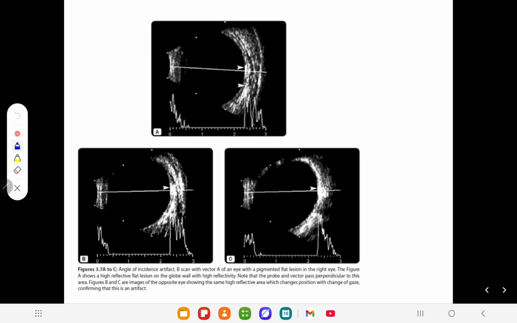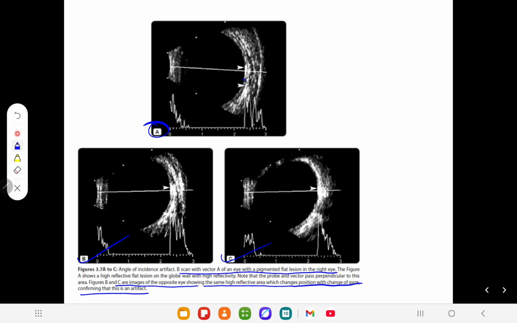So let me show you. Picture A, can you see these two arrows here? Basically, angle of incidence artifact, B scan vector, is a pigmented flat lesion in the right eye. See in B and C, whenever the angle is changed, is there anything that can be shown? In figure B and C, the image is opposite, showing the same highly reflective area which changes position, confirming that this is an artifact.